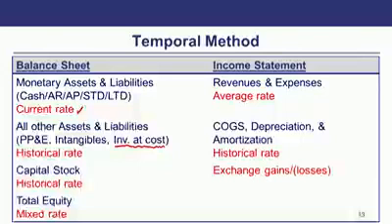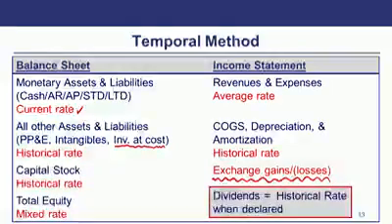Depreciation and amortization, well, of course, PP&E and intangibles are non-monetary assets in the balance sheet. So whatever exchange rate we use, i.e. the historic exchange rate that we use for them in the balance sheet, we use the same historic exchange rate for the depreciation and amortization in the income statement. Now, notice as well, exchange rate gains and losses under the temporal method will go through the income statement. So under the temporal method, our exchange rate gain or loss goes through the income statement.